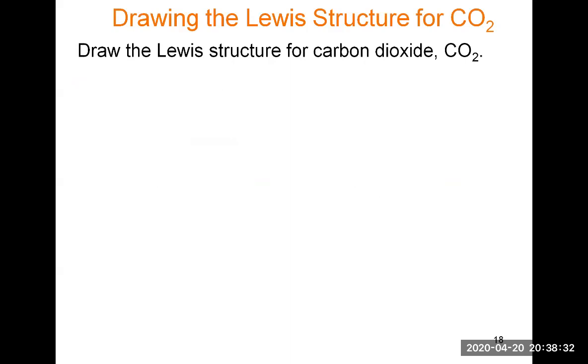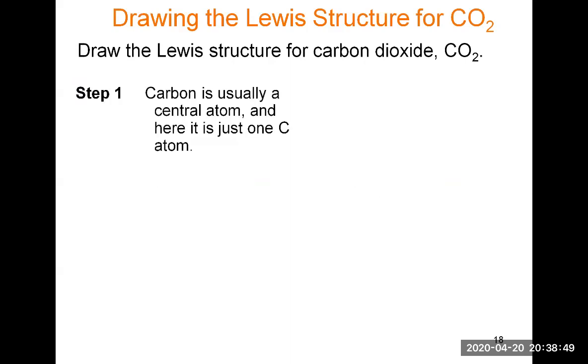So let's go through another structure, the structure of carbon dioxide, CO2. For CO2, the first atom in the formula is carbon. So carbon will be in the center and it will be surrounded by the 2 oxygens. As always, carbon tends to be a central atom, and molecules are symmetrical. So that's the best way to have a symmetrical molecule here.